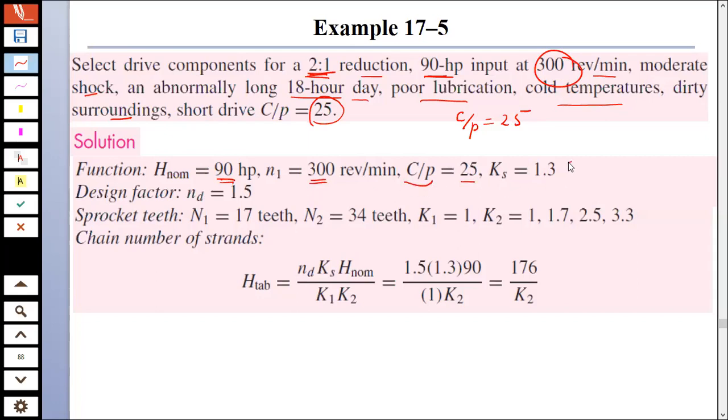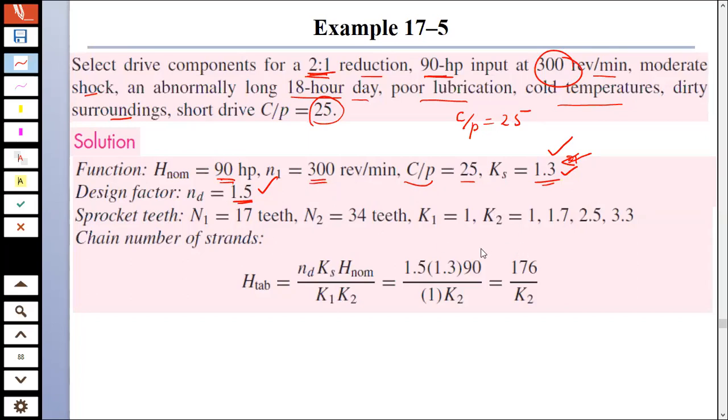25. Let's take Ks from the table I already showed you, where you can find the service factor. Since the conditions are not very good, we will take 1.3. Okay? And the design factor, let's take 1.5. And again, this depends on the designer, to what extent he wants to have the design factor, and the recommends the design factor.